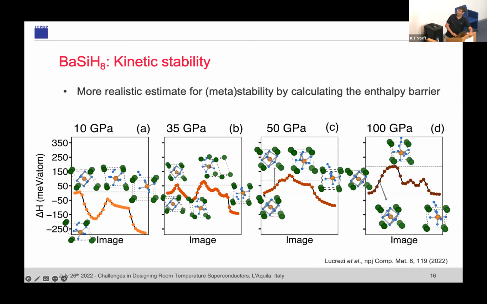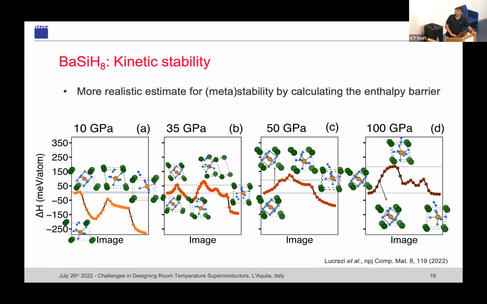And we're using this variable cell nudged elastic band. We're basically searching for the best path to connect these two structures, right? And we then calculate the enthalpy for every single intermediate structure that we find and plot it as I've shown you here. And what you see, for example, at 100 gigapascals, is a very, very nice and large enthalpy barrier protecting this structure from going into the ground state structure.